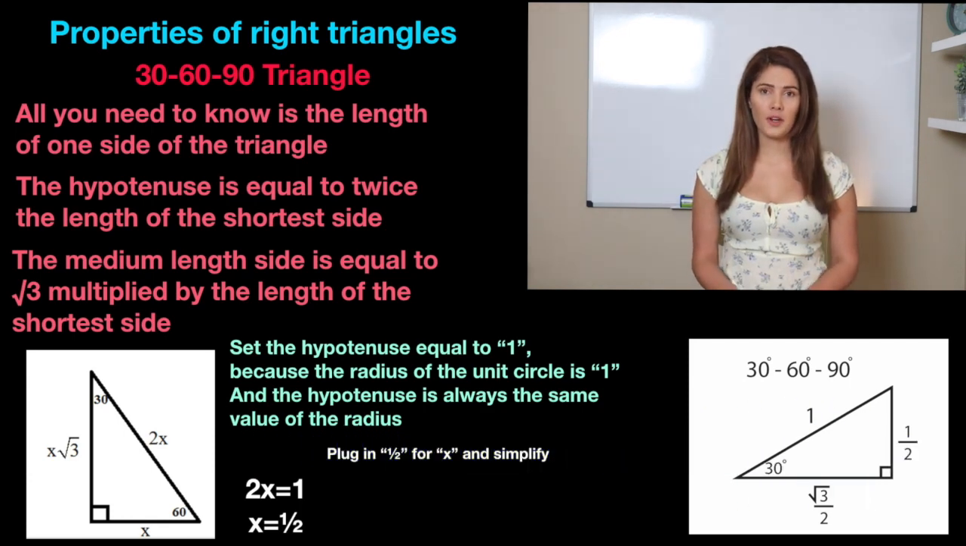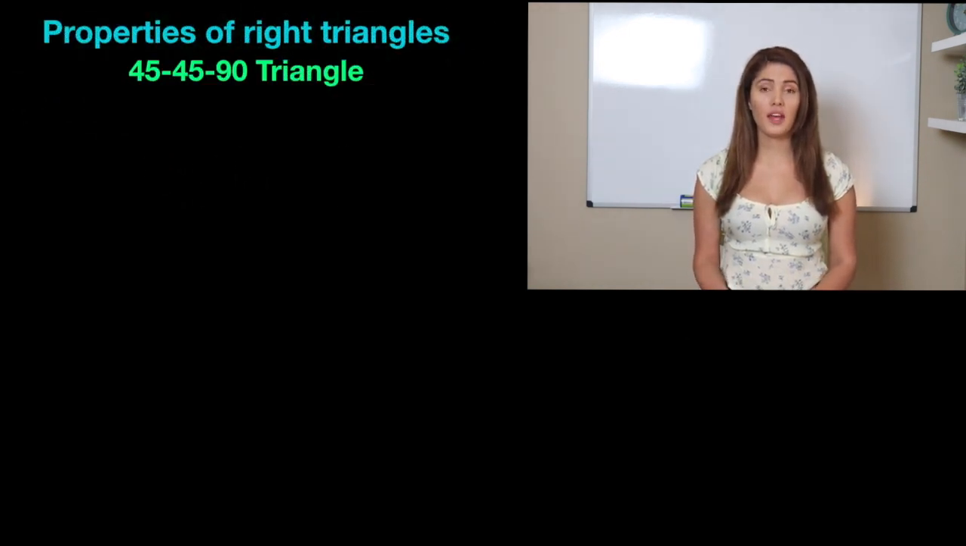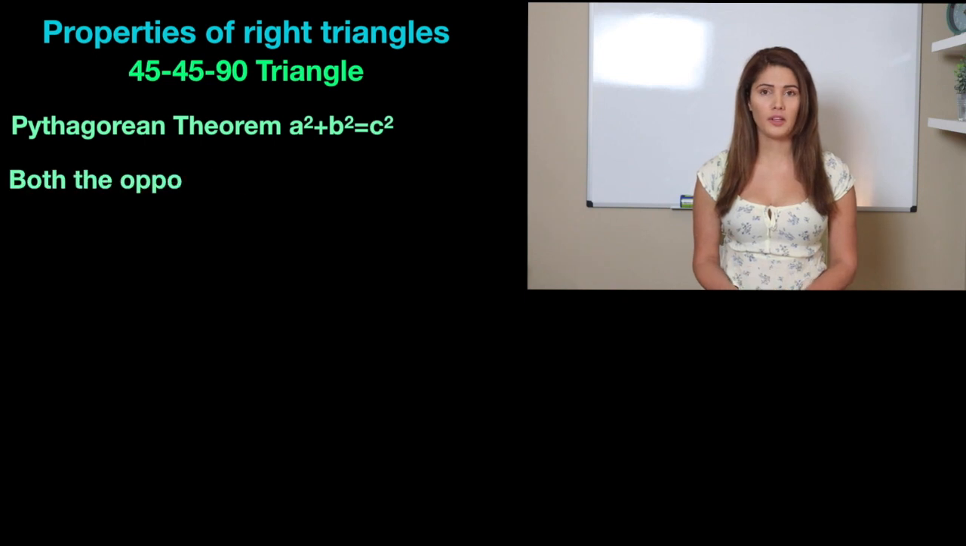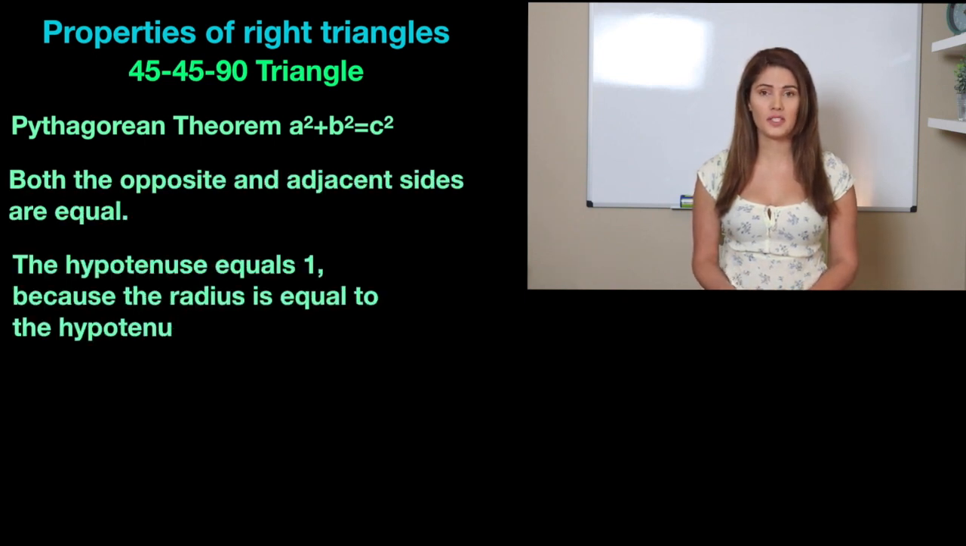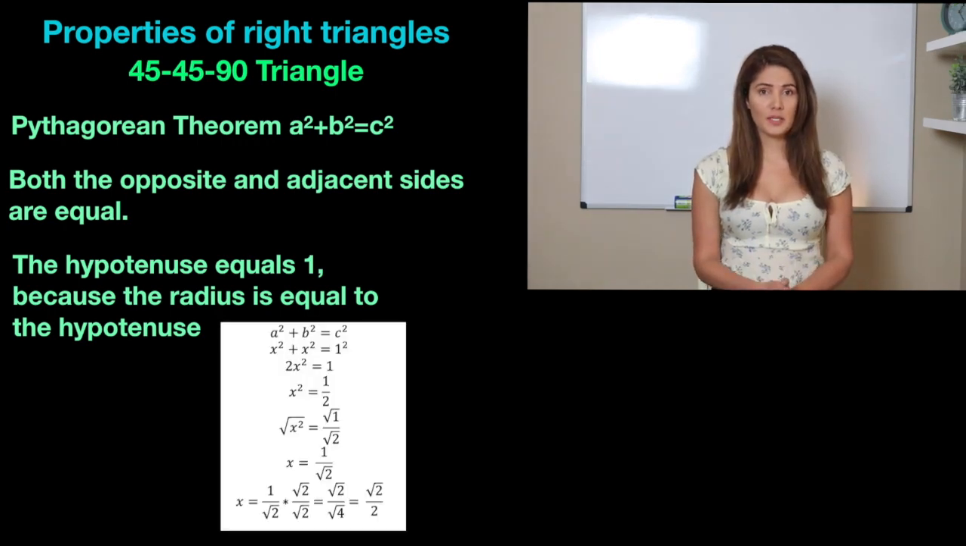For the 45, 45, 90 degree triangle, both the opposite and adjacent sides are equal. So using this information, we can use the Pythagorean theorem, which states that a squared plus b squared equals c squared, and we can figure out all the lengths of the sides. So we have a squared plus b squared equals c squared, and we're going to use x as our variable in lieu of a and b because a and b are both the same, so we can do that.